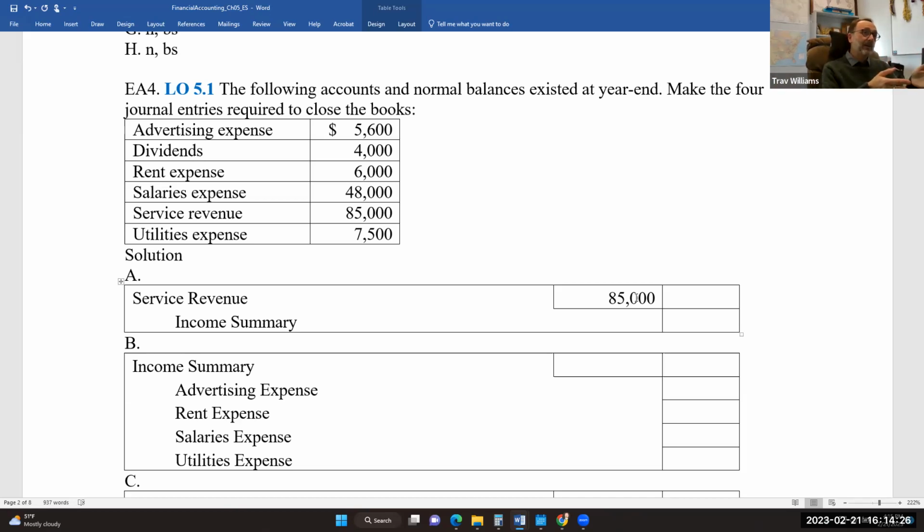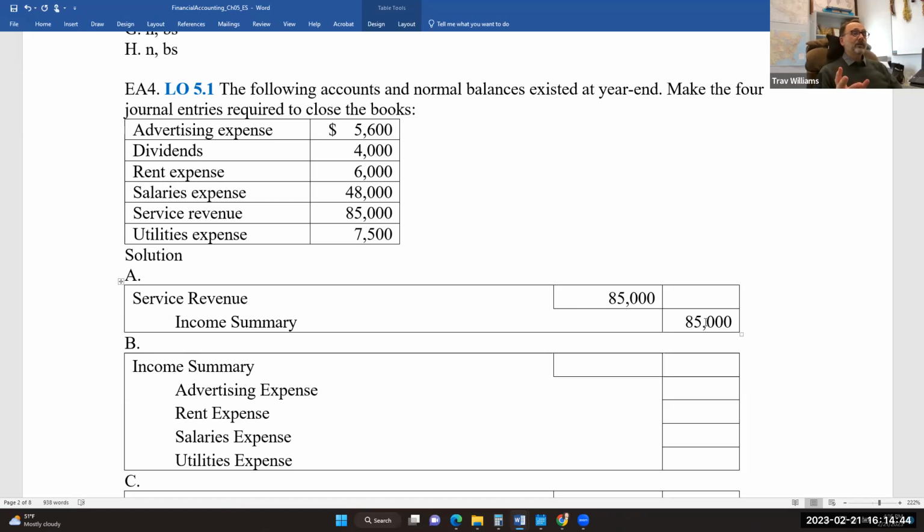Now, if we debit something, we have to credit something else. And this is where the income summary account comes in. Since we're debiting service revenue to close it out, we're going to credit income summary. Okay, and then we're done with step 1.